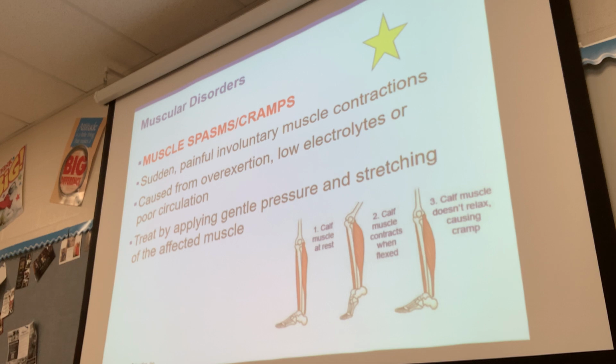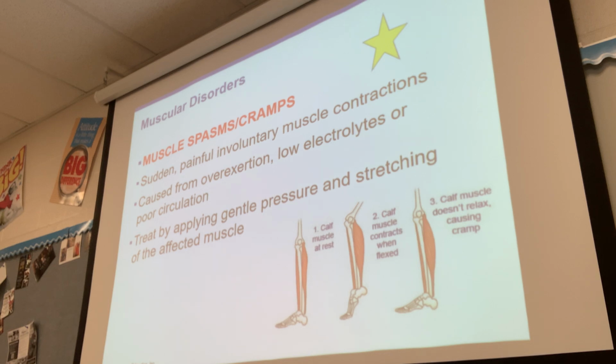But anyways, muscle spasms and cramps. We've all had these. A lot of times they occur at night because you've been laying in the same position for a while and then you stretch or move and then your muscle isn't ready for it and you cramp up. If you don't stretch properly before you exercise and jump right into an exercise, you don't warm up properly, then that will cause cramps.